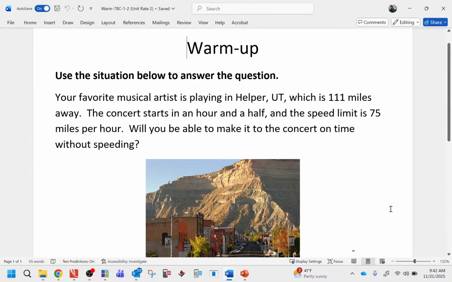Your favorite musical artist is playing in Helper, Utah, which is 111 miles away. The concert starts in an hour and a half, and the speed limit is 75 miles per hour. We'll be able to make it to the concert on time without speeding. Pause the video because we're ready to get this going.